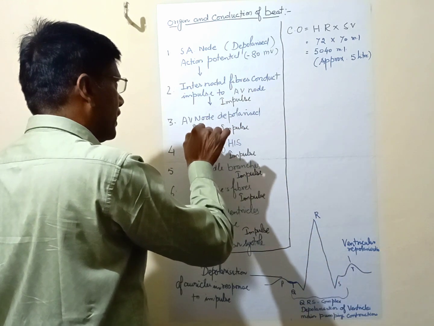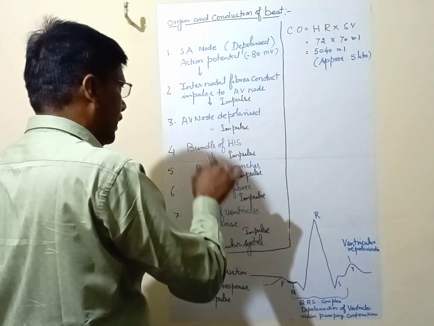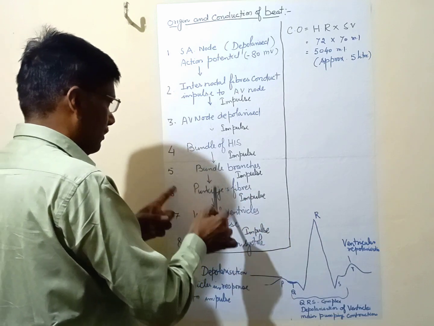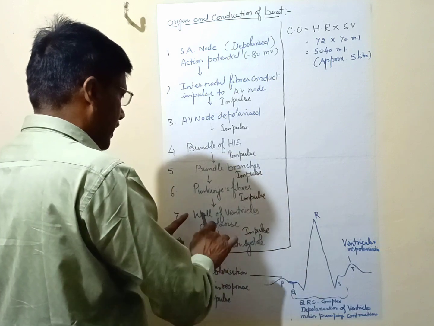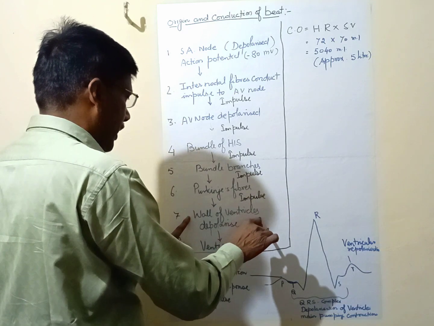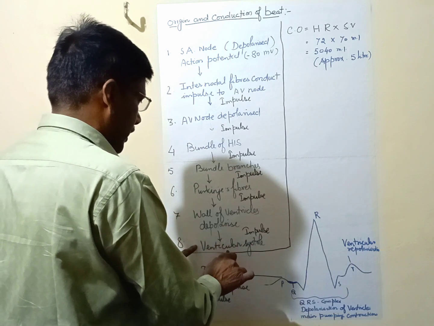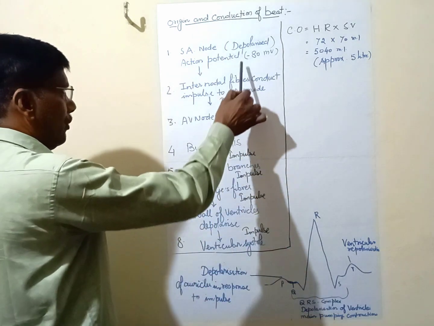From AV node it is conducted to bundle of His. From bundle of His to both the branches of ventricle. From there it reaches to Purkinje fibers. Finally it reaches to walls of ventricles. They are in depolarized state. Then ventricular systole occurs. So this thing you have to remember.